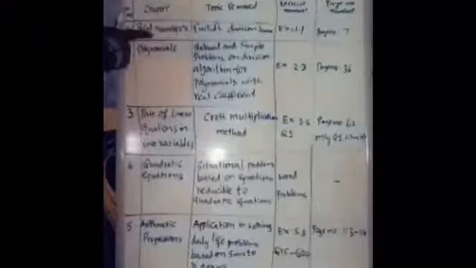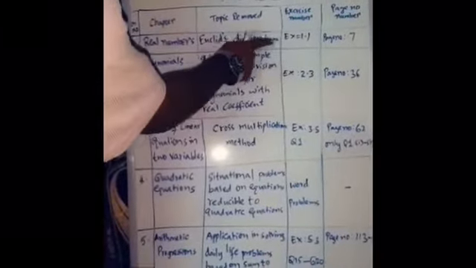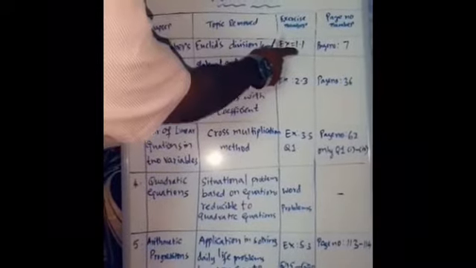Chapter number 1, Real Numbers. In this topic, Euclid's division lemma is removed. Exercise 1.1 is totally deleted. Page number 7.